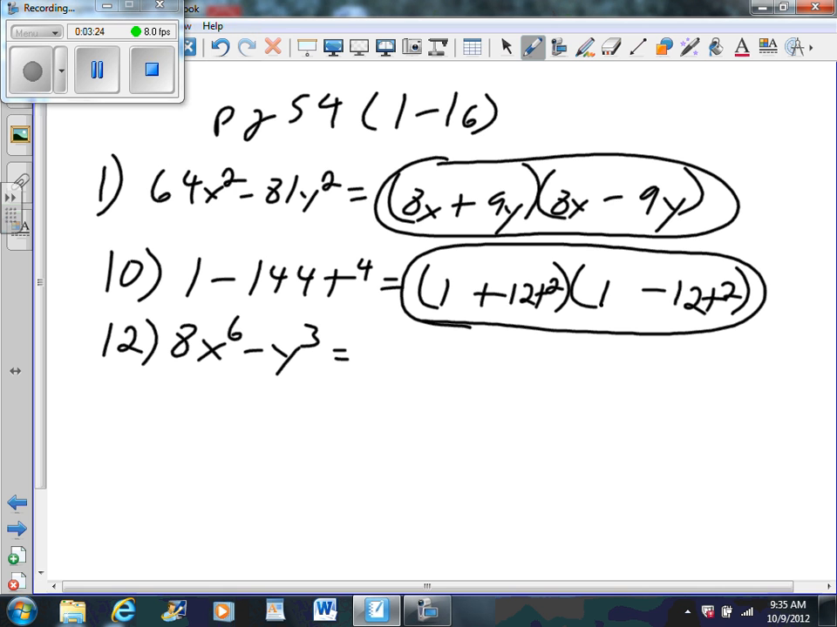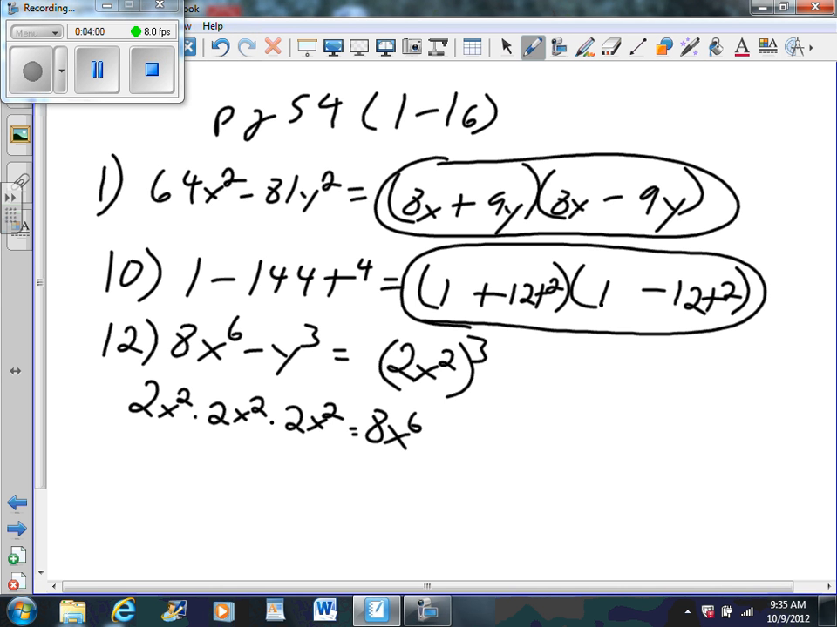This is what we're going to have to do here: redefine this as the difference of two cubes. You have to rewrite 8x to the 6 as 2x squared cubed. Okay? Why? Because 2x squared times 2x squared times 2x squared, right? What does that equal to? 8x to the 6th power, right? Add your exponents, multiply the numeric part. So you get 2 times 2 times 2.